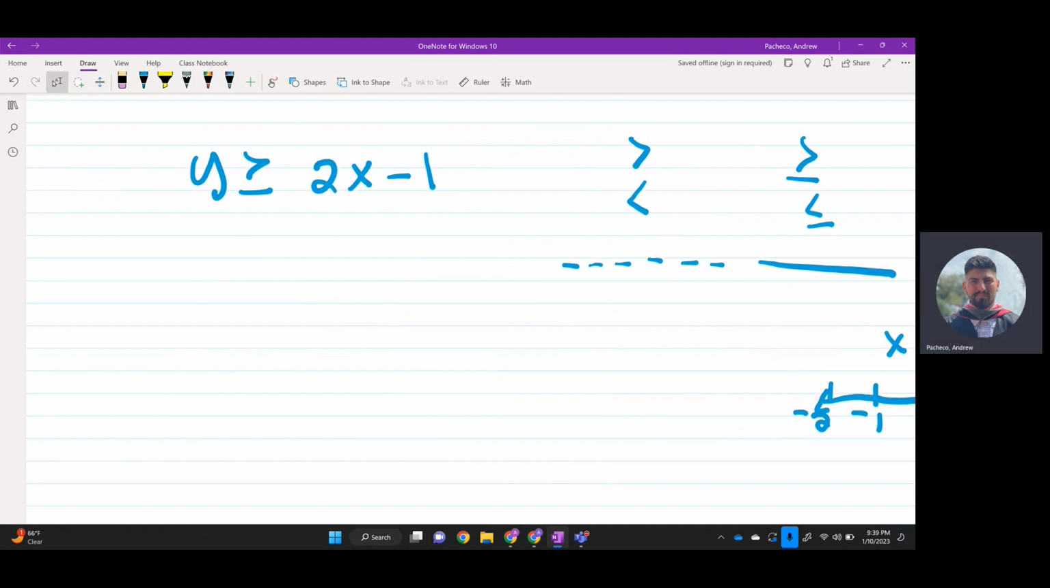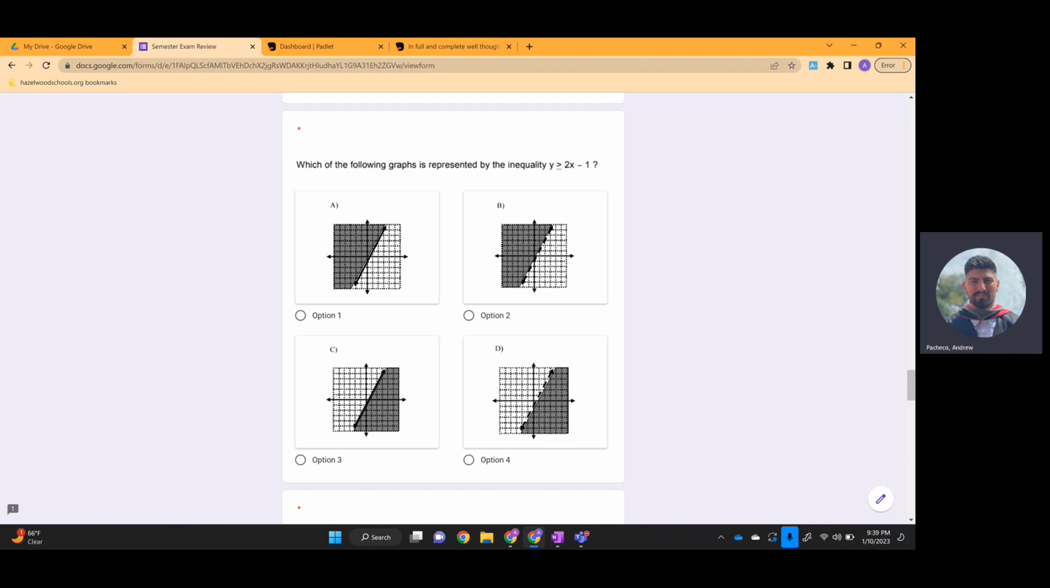So we first have to look at our inequality symbol. Is it dashed? Is it solid? It is solid. So if we look at our answers, we can immediately take away B and D, so it's either A or C. Now we have to figure out which side it is shaded on. Is it shaded above or is it shaded below?